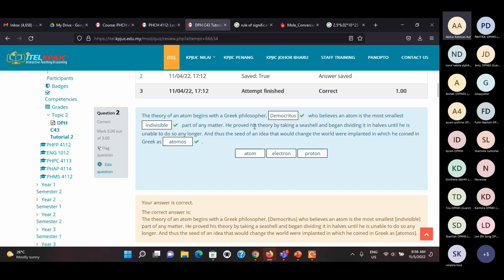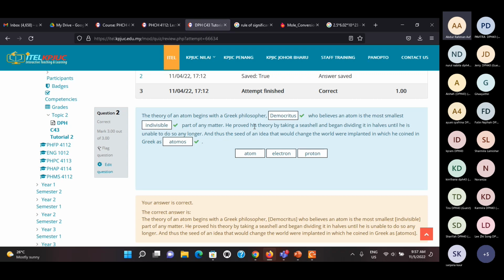Okay, he proved this theory by taking a seashell and began dividing it in halves until he is unable to do so any longer. So dia ambil satu kerang and then dia potong kerang tu jadi dua. And then they take one half of the kulit kerang, dia potong lagi half. And then they take that half, potong lagi dua. And he keep cutting it, dividing it in halves until dia tak boleh nak potong. He does not have the tool to further cut the seashell in half.